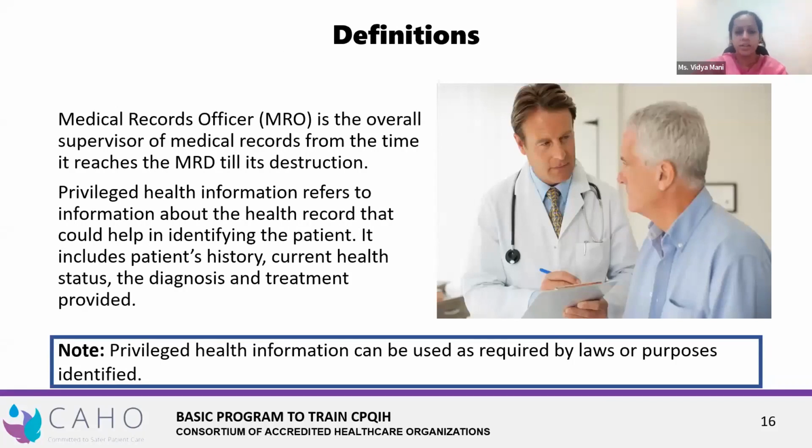Privileged health information refers to any information about the health record that could help in identifying the patient. It includes patient history, current health status, diagnosis, and treatment provided. Privileged health information can be used as required by laws or purposes which have been identified.